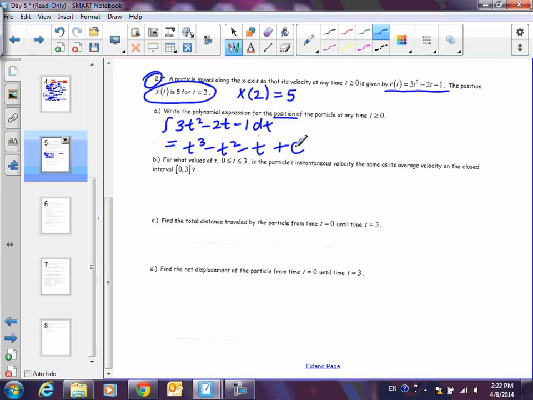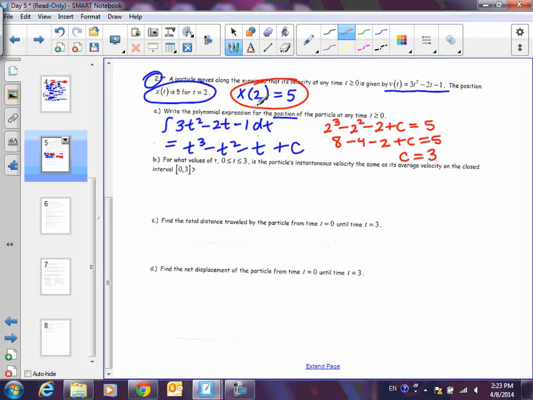All right, we need to solve for c. Immediately, we need to solve for c. We're going to use this piece of information right here. So we're going to plug in 2 for t. 2 cubed minus 2 squared minus 2 plus c equals 5. That would be 8 minus 4 minus 2 plus c equals 5. So 8 minus 4 is 4, 4 minus 2 is 2. Subtract the 2 and we get 3. Does that sound good? I did that really fast.